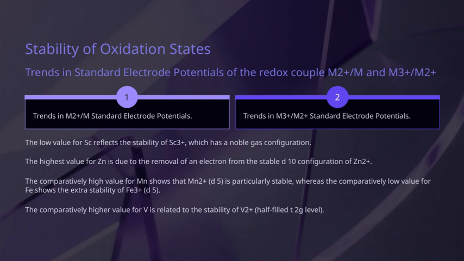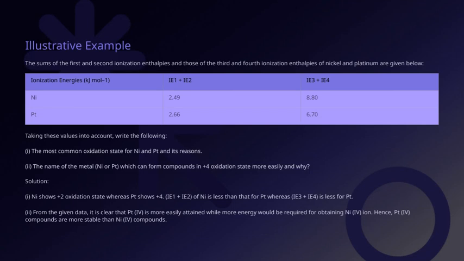Let's also look at scandium. Its low potential is due to the stability of Sc3+, which has achieved a noble gas electron configuration. This stability makes it less likely to be reduced back to Sc2+ or Sc. Finally, when we consider the trends in M2+/M and M3+/M2+ electrode potentials, we're essentially examining how stable these different oxidation states are and how easily they can be interconverted. These stability patterns are crucial for understanding the behavior of these metals in various redox reactions and applications.